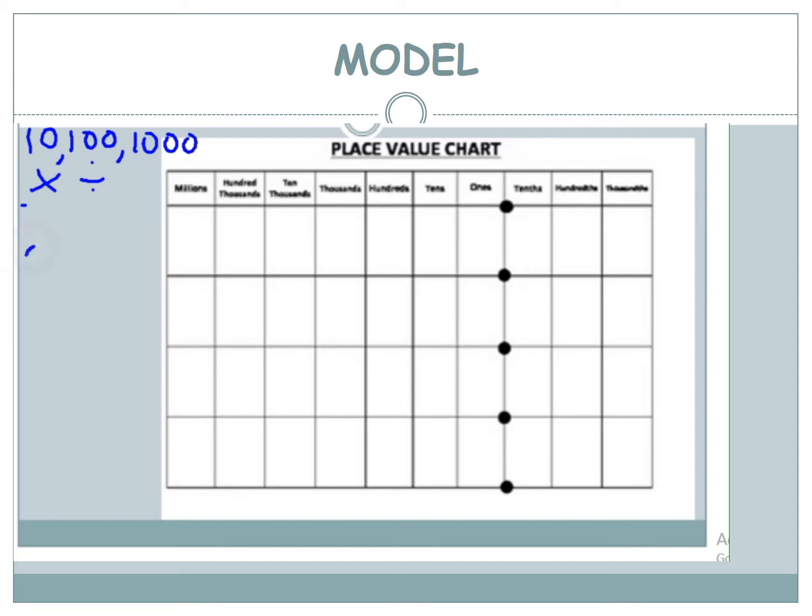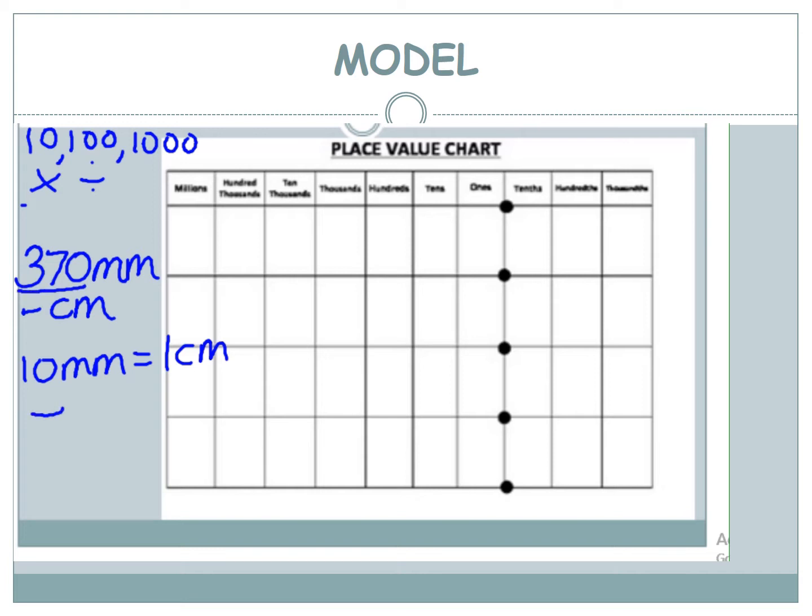So if we've got 370 millimetres and we need to convert that into centimetres. Now we know that there are 10 millimetres in every centimetre. So therefore, we need to divide 370, so we are dividing by 10.